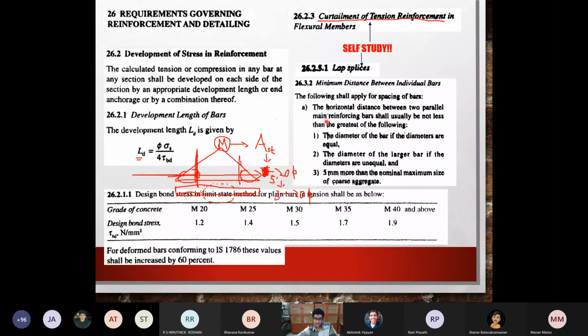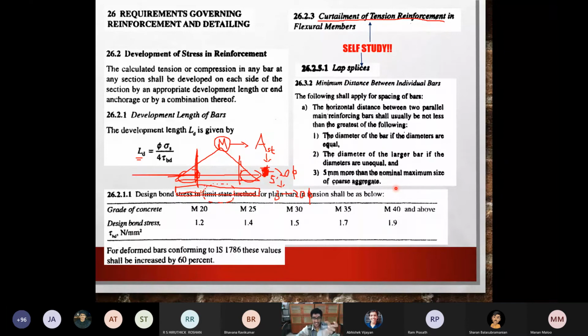The horizontal distance between two parallel main reinforcement bars shall not be less than the greatest of the following. One is the diameter of the bar if all the diameters are equal, or the diameter of the larger bar if the diameters are unequal. For example, if I have two numbers of 20 and one number of 16, then it becomes 20 mm. Other than that, it is 5 mm more than the nominal maximum size of the coarse aggregate. So if you have used 20 mm aggregates, then 25 mm spacing has to be ensured. Size plus 5. So these are minimum distances.